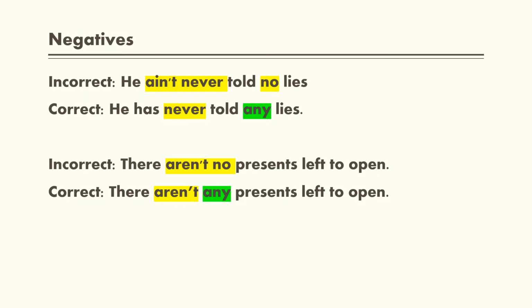Correct is he has never told any lies, and that's why it's in the green. Any is a great word to use to fix double negatives. Incorrect: there aren't no presents left to open. Correct: there aren't any presents left to open. And again, aren't being the contraction are not. We also talked about that ain't is not a word, because ai is not a word that stands alone with the not after it.